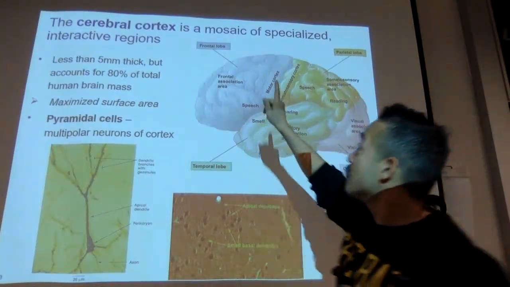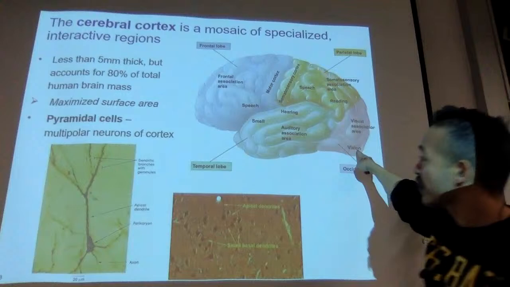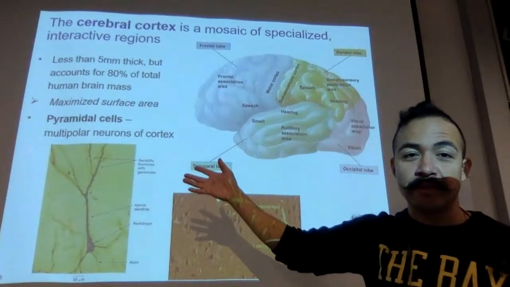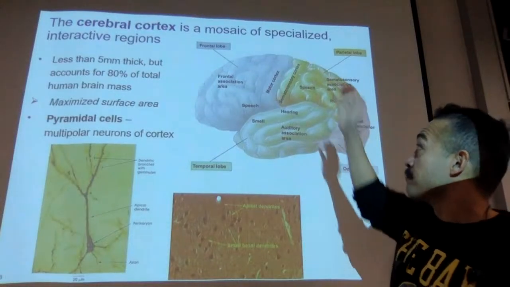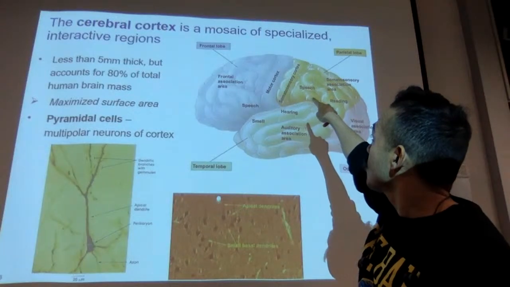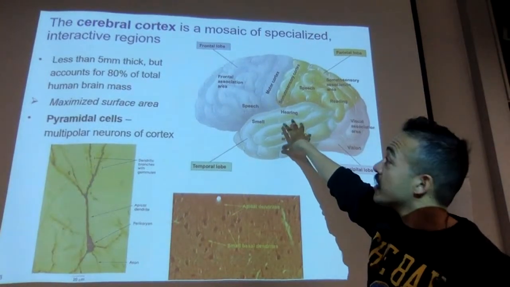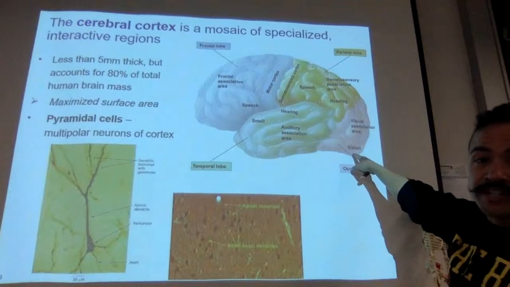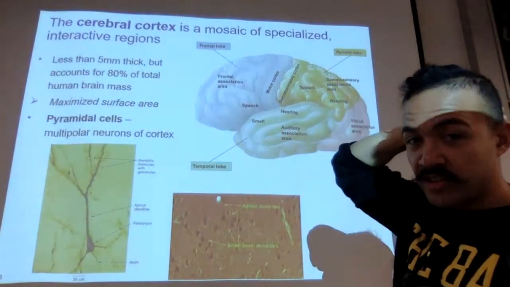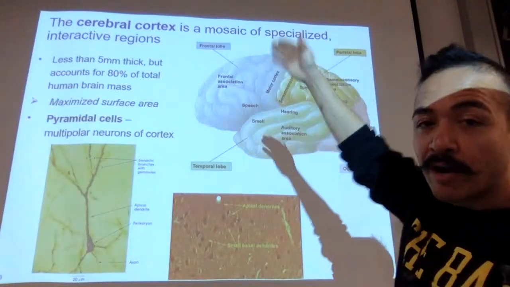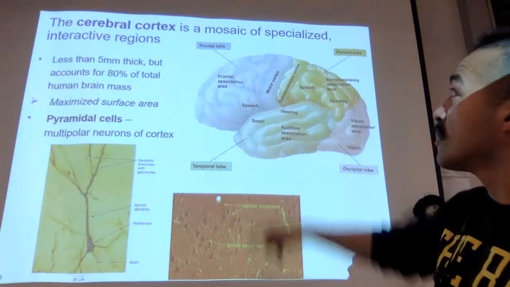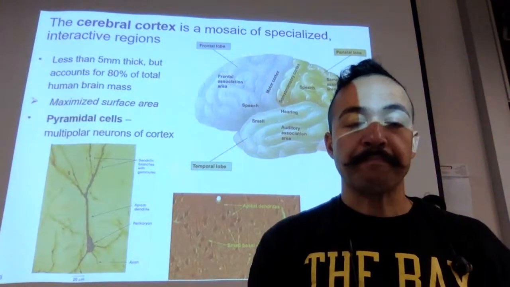We have four lobes: frontal lobe, parietal lobe, occipital lobe, temporal lobe. Four lobes that you can just see from the outside. We've got primary motor cortex in the frontal lobe, somatosensory cortex in the parietal lobe, auditory cortex in the temporal lobe, visual cortex in the occipital lobe. So we process vision in the visual cortex, hearing in the auditory cortex, touch in the parietal lobe's somatosensory cortex, and motor movements in the frontal lobe's primary motor cortex.